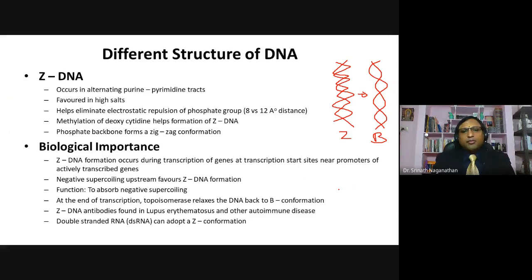Z-DNA antibodies are found in lupus erythematosus and other immune diseases, and double-stranded RNA can adopt the Z conformation. Usually when a virus is entering and it has double-stranded RNA, sometimes it can adopt the Z conformation, and then go back to the B conformation and attach to the normal DNA. That is why certain viruses we cannot detect based on this.